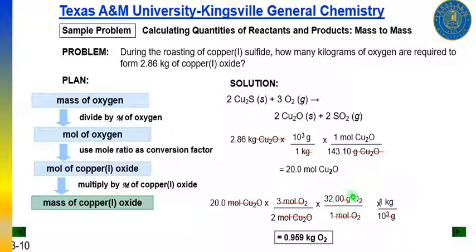You determine the grams, and then you convert grams to kilograms. 1 kilogram equals 1,000 grams, or 10 to the power 3. Therefore, you can determine the kilograms of oxygen. Again, the moles are the key point. You convert kilograms to grams, convert grams to moles, and from the molar ratio between the reactants and the products, oxygen and copper 1 oxide, you can convert the moles of copper oxide to oxygen. From there, you calculate the grams and then convert grams to kilograms.